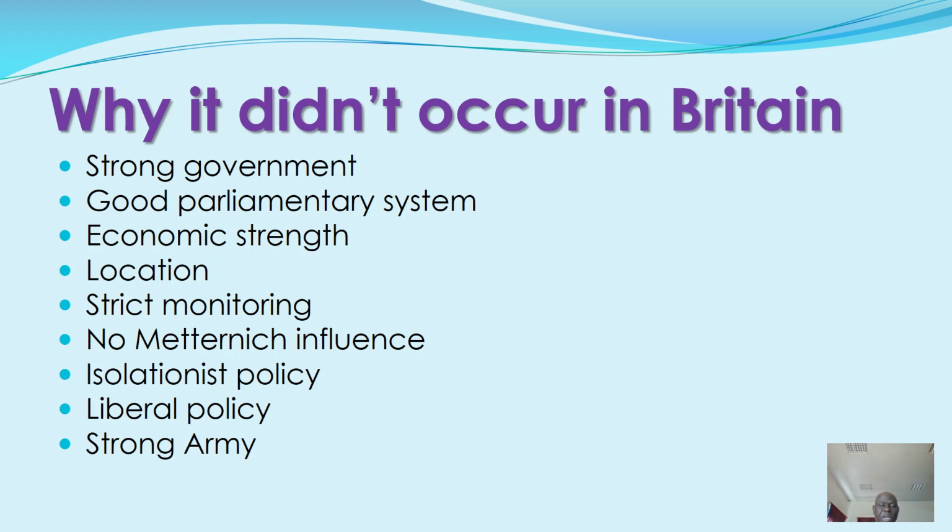Then Metternich had not much influence in Britain. And throughout the Congress system, Britain had adopted a policy of isolation. Britain had a liberal policy and supported liberal movements. Now, it is against such a scenario that Britain and Belgium did not experience this political crisis.